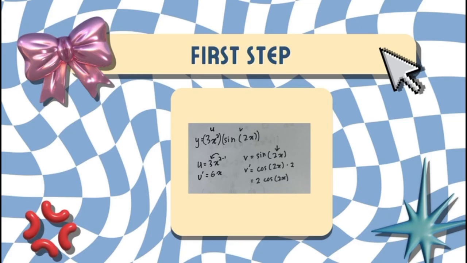Let's set u equal to 3x squared. When we differentiate that, we get u prime equals 6x. Next, let v equal sin 2x. To differentiate v, we use the chain rule. So we get v prime equals 2 cos 2x.